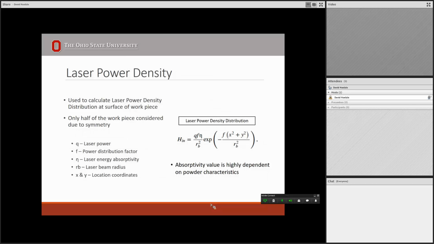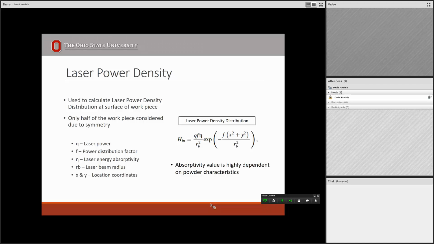One more calculation I thought was interesting is the laser power density. Basically, this equation calculates the density of the power coming from the laser at the surface of the part. A quick discussion on what these terms are: Q is the laser power, f is the power distribution factor, eta is the laser energy absorptivity, R sub B is the laser beam radius, and x and y are the location coordinates. You can see intuitively this makes sense. As the laser power goes up, your density goes up as well, but as the laser beam radius goes down, that density goes up as well.